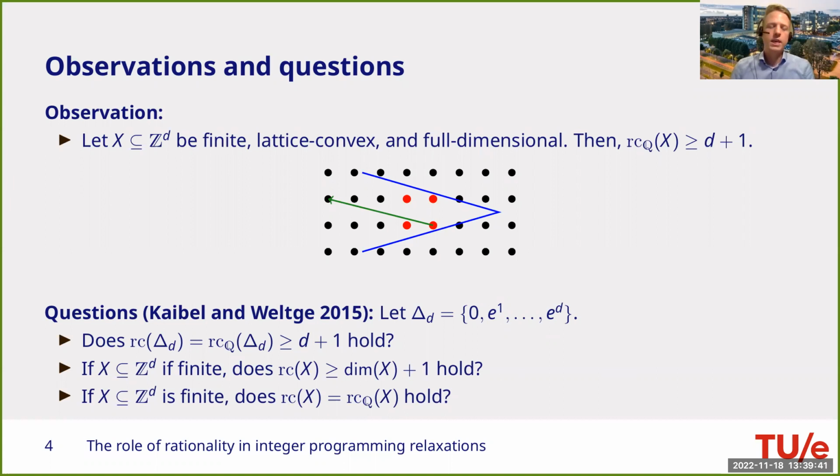And more generally, if I give you a finite set of points X, a natural question is whether the relaxation complexity is at least the dimension of X plus 1, and whether in general the relaxation complexity is the same as the rational relaxation complexity. And in this presentation, I want to provide negative answers to all of these 3 questions.